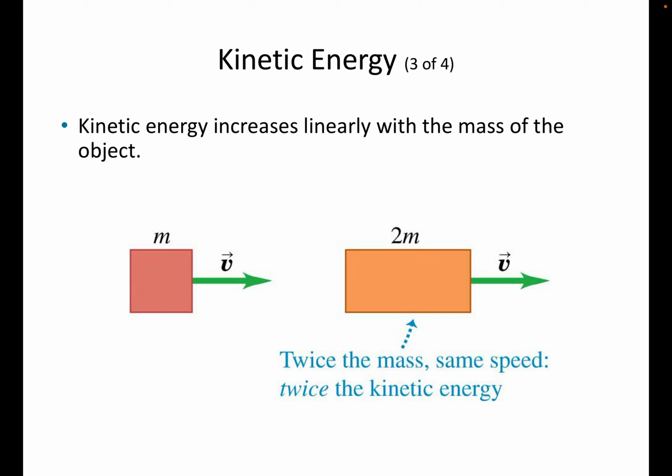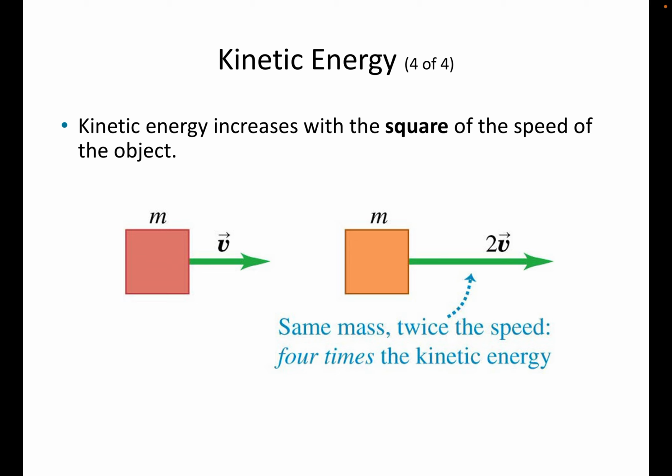Now let's look at the relation with mass. Kinetic energy increases linearly with mass. In this example, we have two blocks with the same speed, but one has twice the mass. The result: the more massive block has exactly twice the kinetic energy, because the equation goes as 1/2 mv squared. If v is the same, then the kinetic energy is directly proportional to the mass.